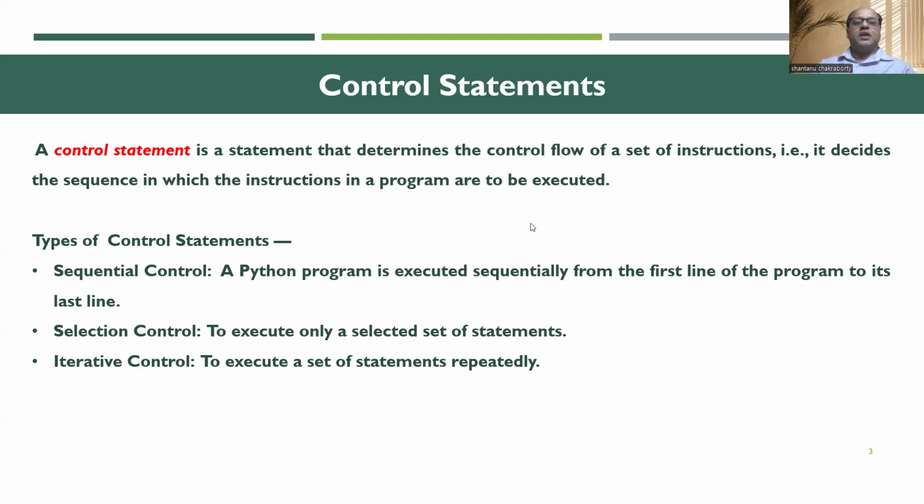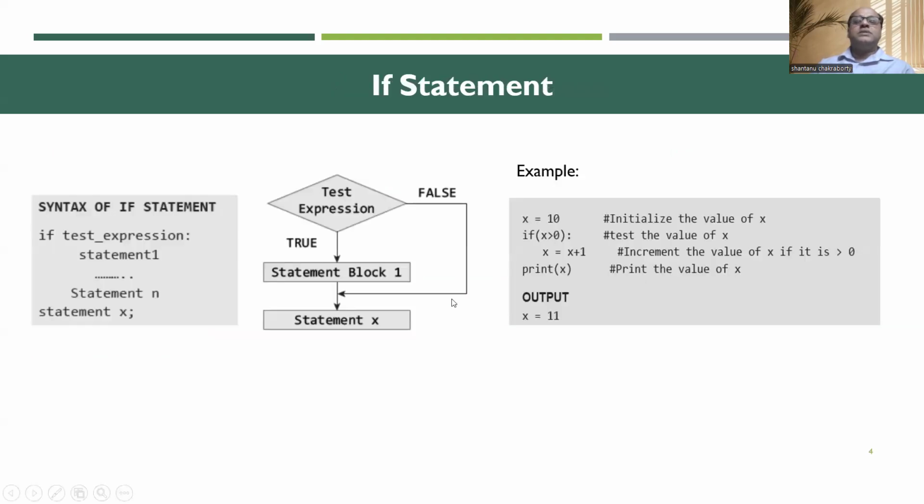Now, when it comes to control statements, the first and most essential control statement that we use in Python is the if condition. Here, first we check a test expression and then we evaluate the expression. Based on the condition, the true block will be executed. Otherwise, the control will go to the false block.